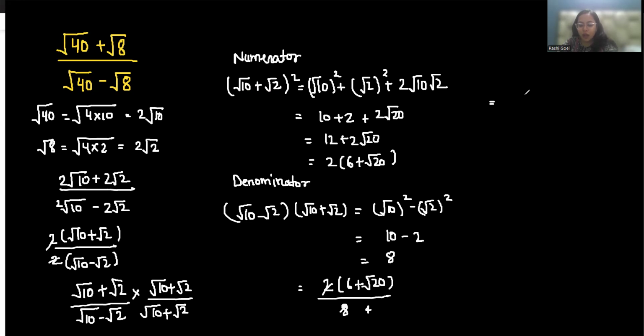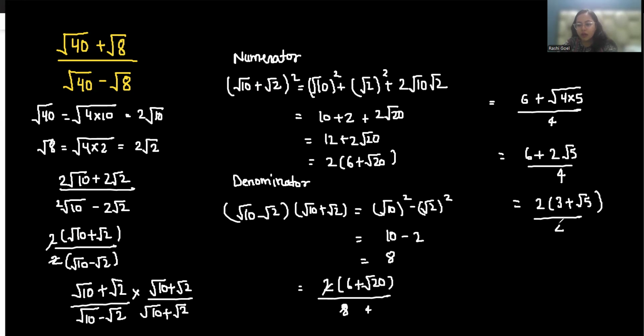So 6 plus √20, I can write √20 as √(4 times 5), by 4. Here 6 plus this becomes (6 + 2√5) by 4. Now again I can take 2 common from numerator. So 2(3 + √5) by 4. This will cancel out and gives (3 + √5) / 2. This is the final answer.